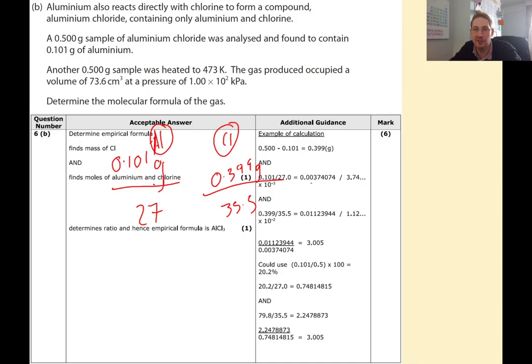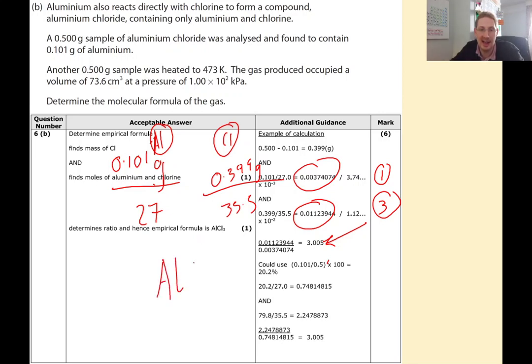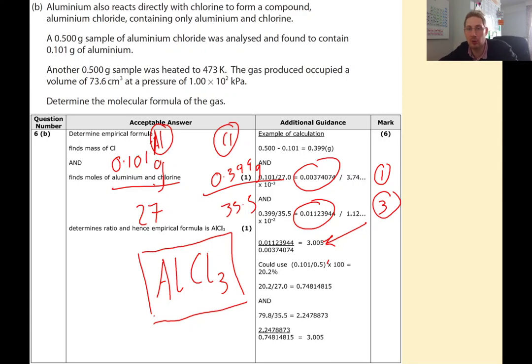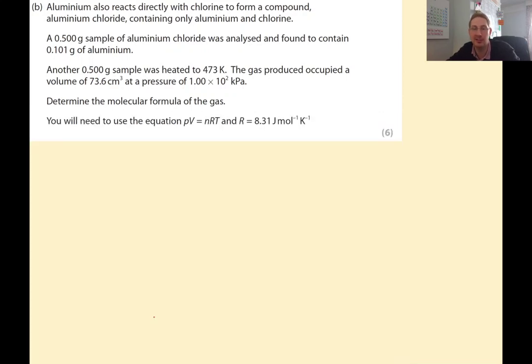So 0.101 divided by 27 is that. 0.399 divided by 35.5 is that. If you divide both of those by the smaller number, 0.00374, you get a 1 to 3 ratio, and it's a pretty good 1 to 3 ratio here. And you can therefore work out that the empirical formula is AlCl3. Now, it wasn't essential you did this. You could have got all 6 marks without getting these 2, but it was a safe way to get 2 marks if you then messed up on the second part of the question.